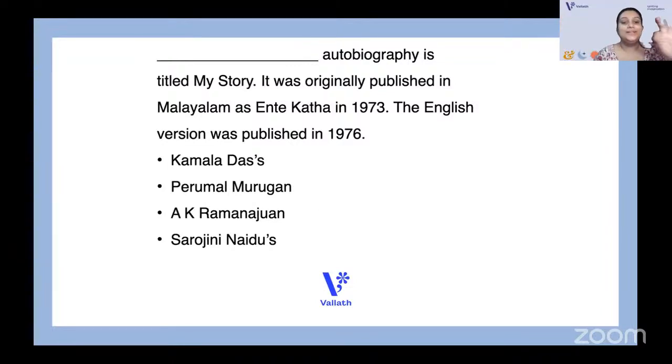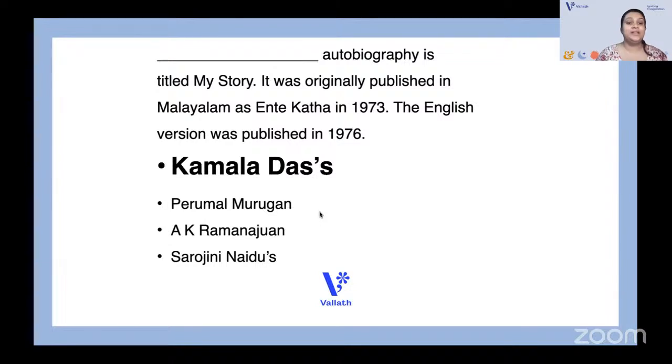Okay. So Dash's autobiography is titled My Story. It was originally published in Malayalam as Ente Katha in 1973, and the English version was published in 1976. So whose autobiography are we talking about? Is it Kamala Das, Perumal Murugan, A.K. Ramanujan, or Sarojini Naidu? Very famous autobiography. It is Kamala Das's autobiography that is titled My Story, and in Malayalam it is known as Ente Katha.